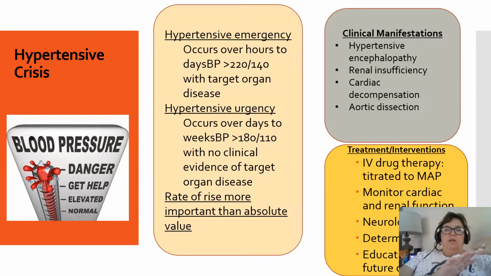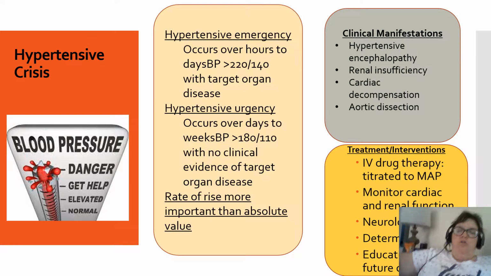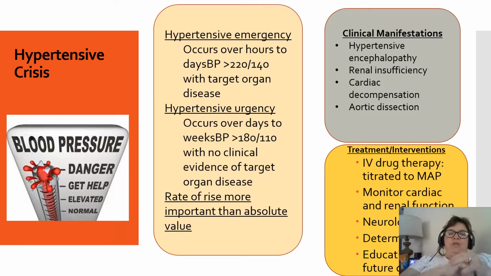Hypertensive emergency occurs over hours to days with a blood pressure greater than 220 over 140 with target organ disease. So you're going to see signs of end organ problems, low urine output, neurological changes, things like that. Hypertensive urgency occurs over days to weeks with a blood pressure greater than 180 over 110, and there's no clinical evidence of target organ disease. The rate of the rise is more important than the absolute value.